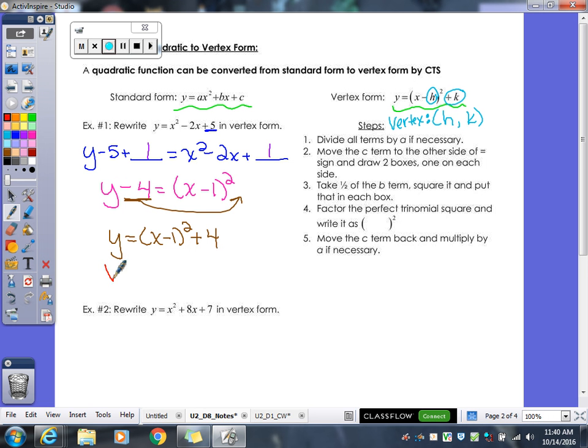So then for this parabola, our vertex, here's your x value, just change your sign. So our vertex would be at the point 1. And then that's your y value, keep it the way it is. So our vertex is at the point 1, 4.